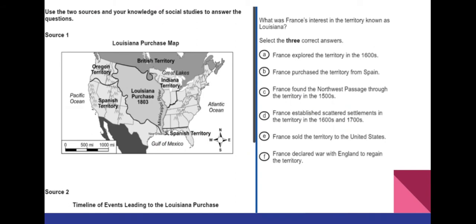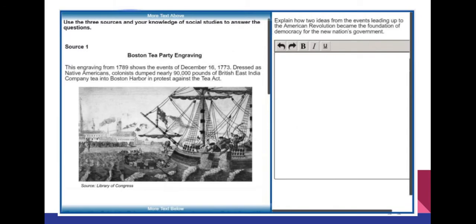So here is another example of what the students could see on their test. Again, this is a digital example, but they will be taking it paper-based. But they will see a variety of questions that ask them to select 3 correct answers, 2 correct answers, the best answer, and they can also see some constructed responses like this one. They'll have a source and they will have to refer to those sources and come up with their constructed response answer.